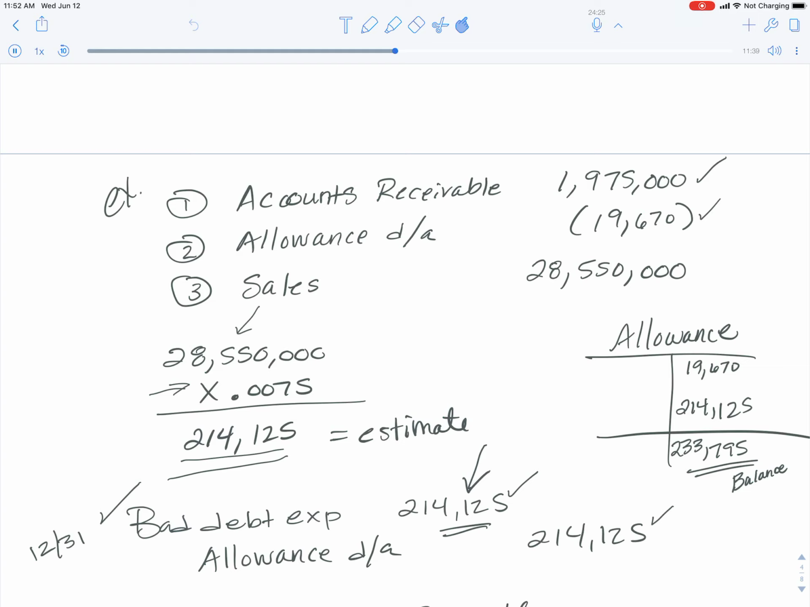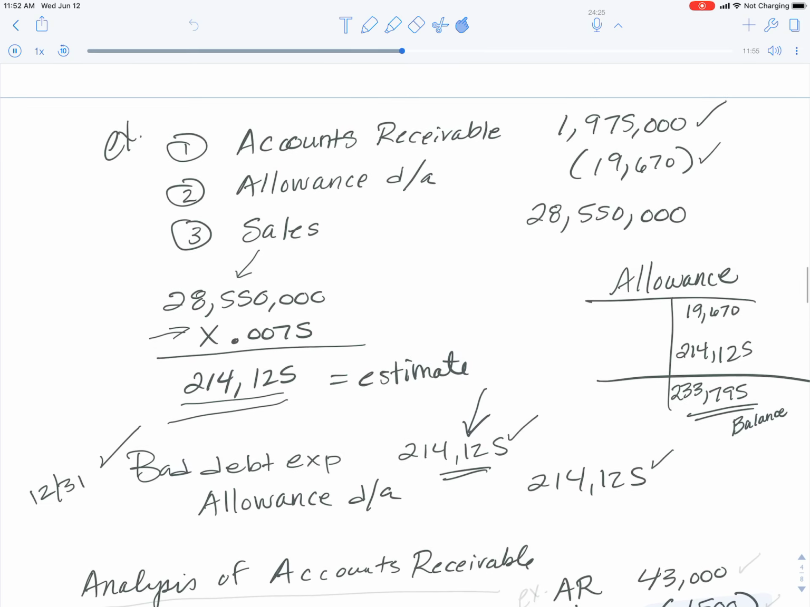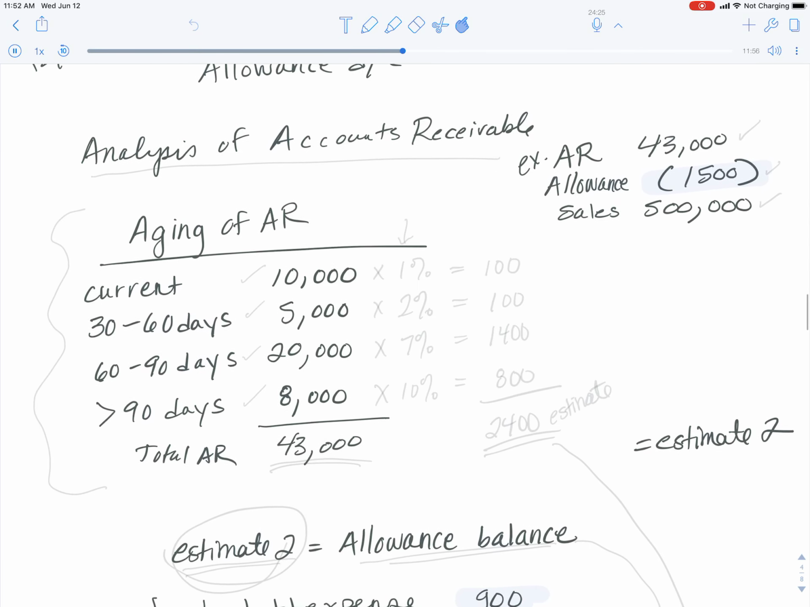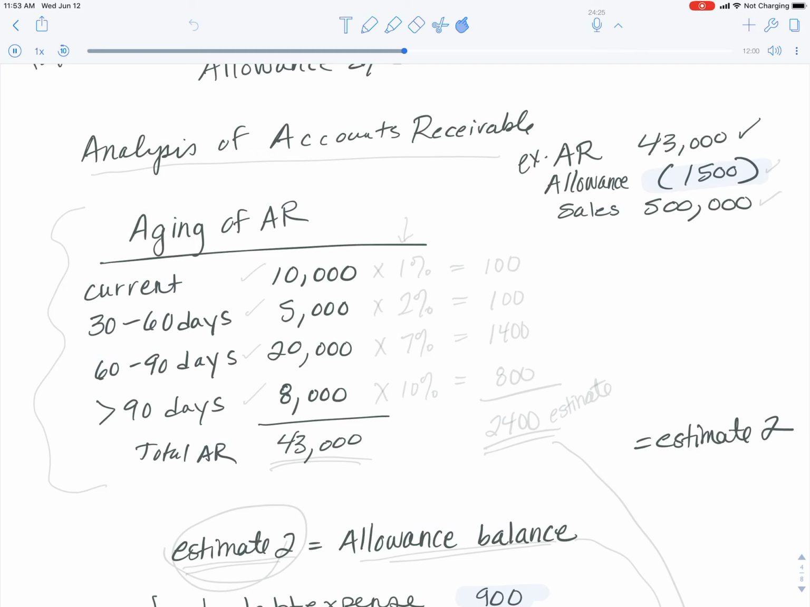The other method to calculate the allowance for the allowance method, our estimate 2, is we're looking at what we want our balance in the allowance account to be. Okay, so our example is here. We have a balance in our accounts receivable of $43,000. We have an allowance balance of $1,500 on the credit side, and our sales are $500,000. So this second method to estimate our entry is called the analysis of accounts receivable.